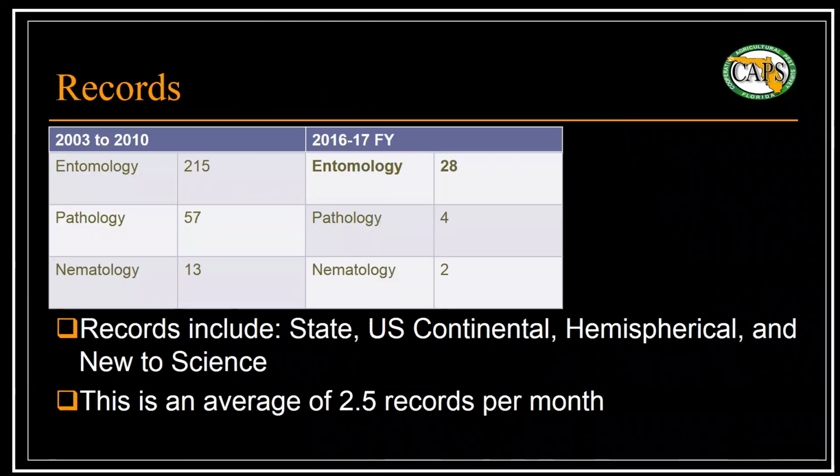As far as how we do that, we pull a lot of records from a lot of surveying and a lot of samples out there. An average of 2.5 records per month, whether it be a state, U.S., continental, hemisphere, or new to science records of either entomological, pathological, or nematological identifications. So with this past year, we've had 28 entomology records, 4 pathology, and 2 nematology records. So our diagnostic side is very busy identifying these things, and our survey side, which is under our coordination, is actually very busy collecting these samples out there in the field.